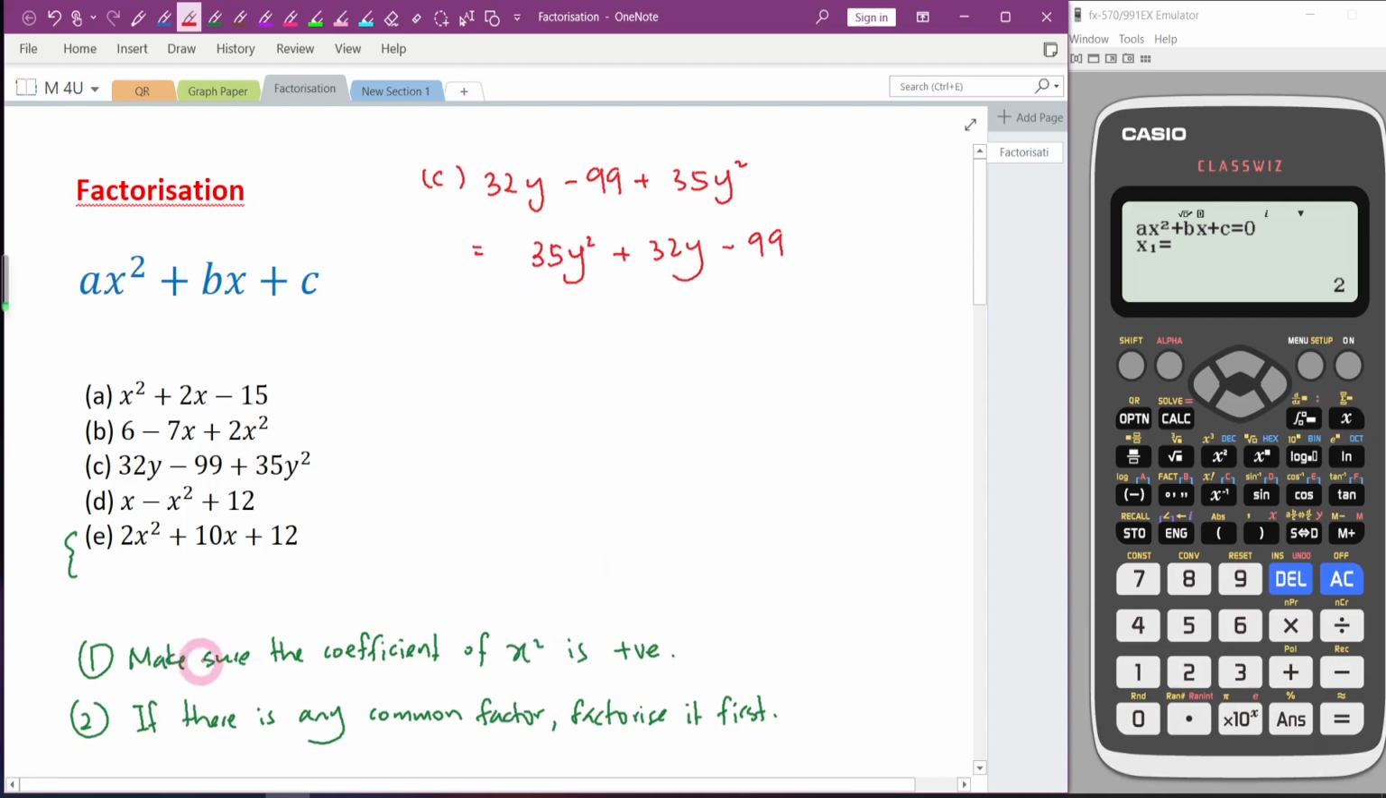Okay, so this one, no problem. If there is any common factor, factorize it first. So do we have any common factors? We don't have any common factor here. What do I mean by common factors? When you look at E, 2x squared plus 10x plus 12, we can actually bring the 2 out, right? Because they have the same factor, which is 2. Okay, this is what I mean by common factors. Here we don't have those two problems, so we can straight away go to our calculator to help us to do the factorization.